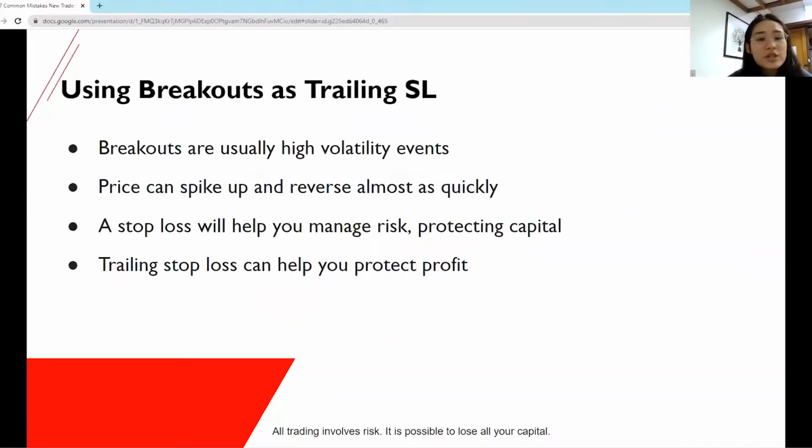Using breakouts as trading stop loss. Breakouts are usually high volatility events, and price can spike up and reverse almost as quickly. So stop loss can help you manage risk, protect capital, and the trailing stop loss can help you protect your profit.